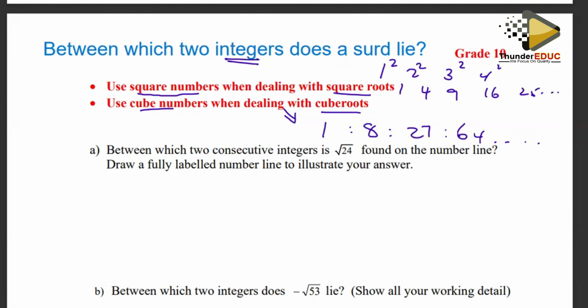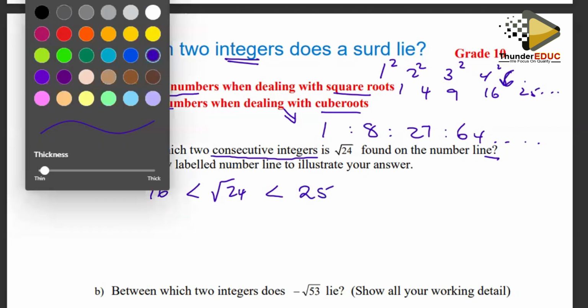Okay, let's see. Between which two consecutive integers is the square root of 24 found on a number line? Then I want us to draw a fully labeled number line to illustrate the answer. So what we do is, I don't need to punch that into the calculator now. All I need to look at is, where do I find this 24? Between which two square numbers? So if I look at my square numbers, 24 must be falling between 16 and 25. So I'll put a 16 there, I'll put a 25 there.